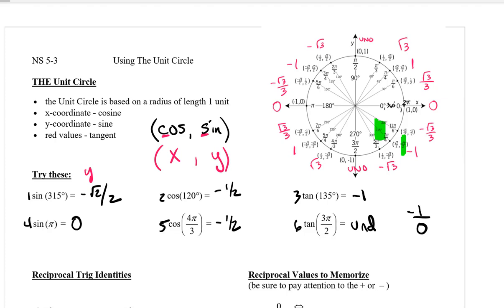And remember, the unit circle has a radius of length 1 unit. The x-coordinate represents cosine, and the y-coordinate represents the sine. And then the red values in the unit circle diagram I have here are, of course, the values for tangent.